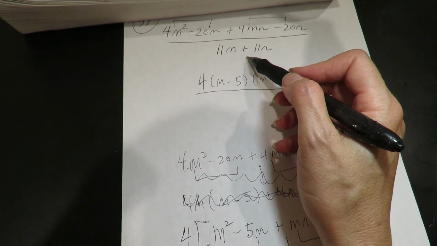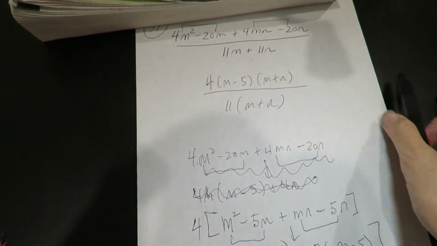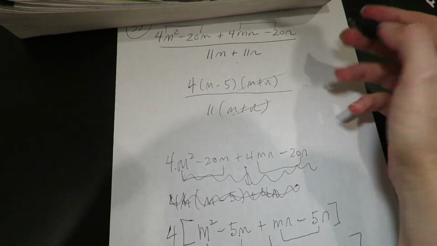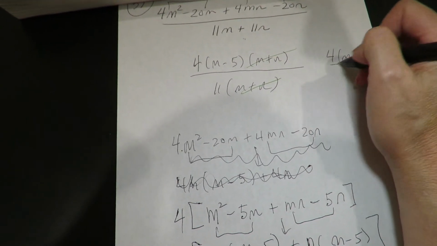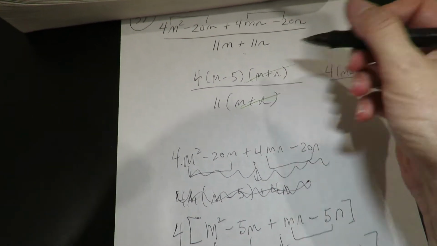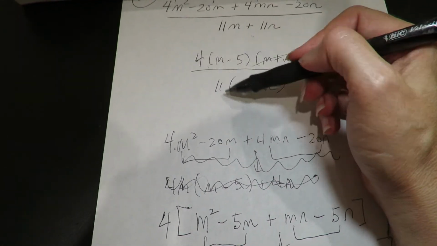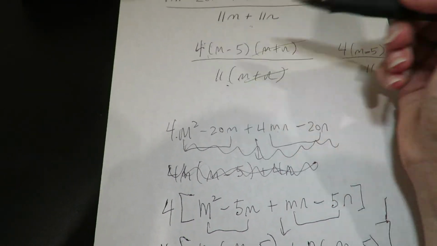We're going to take out a common factor of 11, m plus n, and now we can reduce, so we're going to get rid of this and this, and final answer, 4 over m minus 5 over 11. I did take a moment to see if the 4 and 11 reduce, and they don't, but your brain has to go through that step to see if these coefficients reduce.